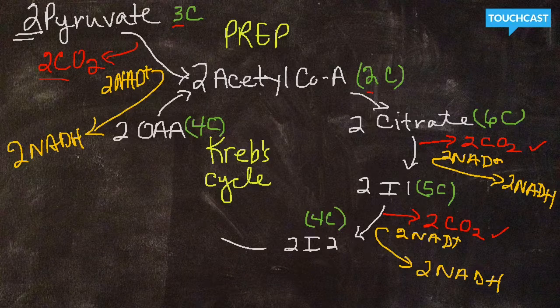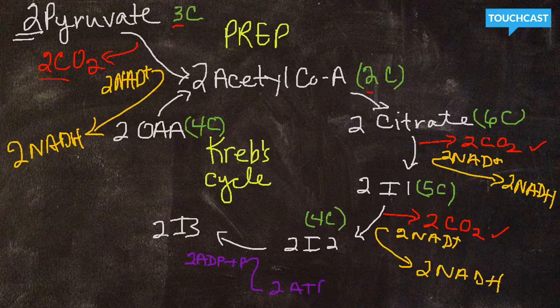We're going to go from intermediate 2 to 2 molecules of intermediate 3. And at this step, we're actually going to make ATP. So you have 2 molecules of ADP plus P, and they are going to come in and be kicked out as 2 molecules of ATP.